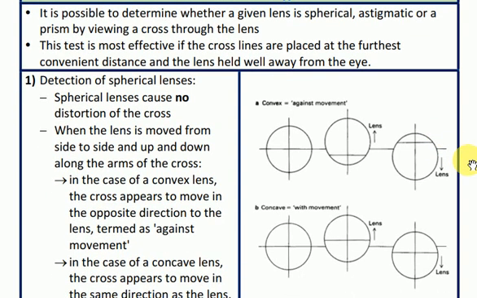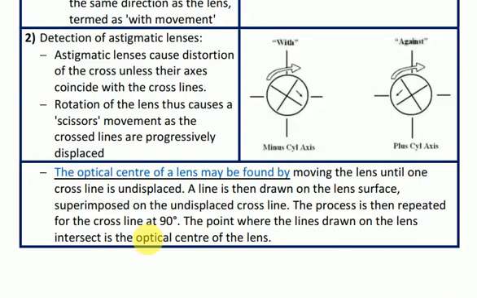While a movement in the same direction is observed with a plus lens, against movement is observed in the case of concave lenses. In the case of minus lenses, there is against movement. Astigmatic lenses cause distortion of the cross unless their axes coincide with these cross lines.